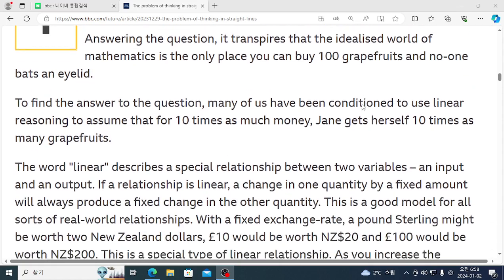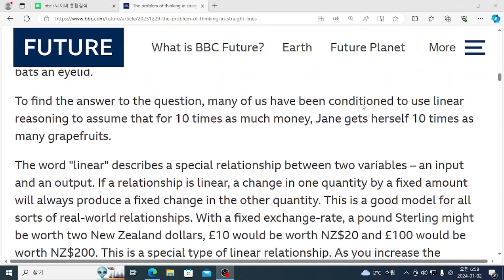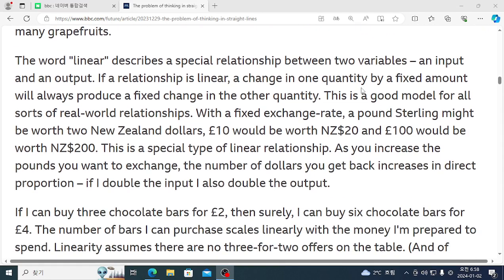To find the answer to the question, many of us have been conditioned to use linear reasoning, to assume that for 10 times as much money, Jane gets herself 10 times as many grapefruits. The word linear describes a special relationship between two variables, an input and an output. If a relationship is linear, a change in one quantity by a fixed amount will always produce a fixed change in the other quantity. This is a good model for all sorts of real-world relationships.